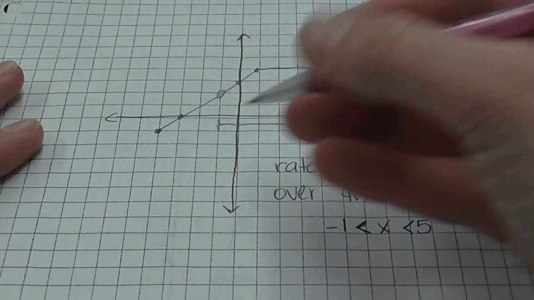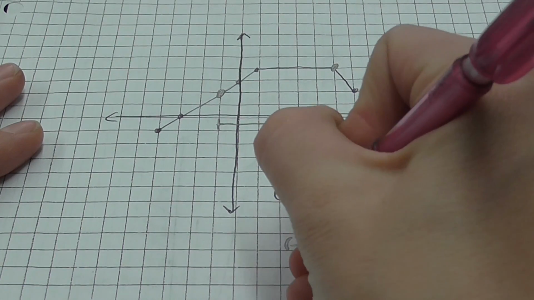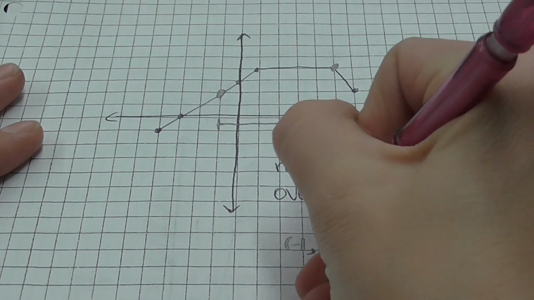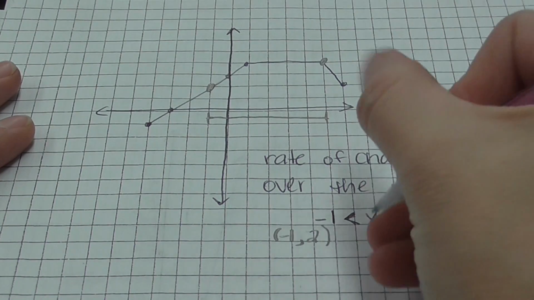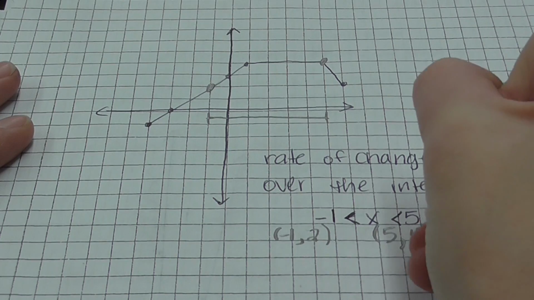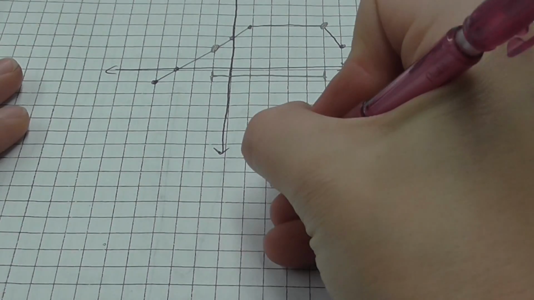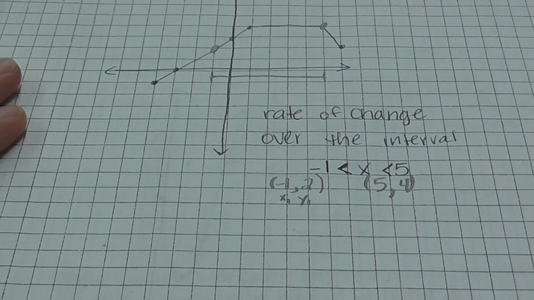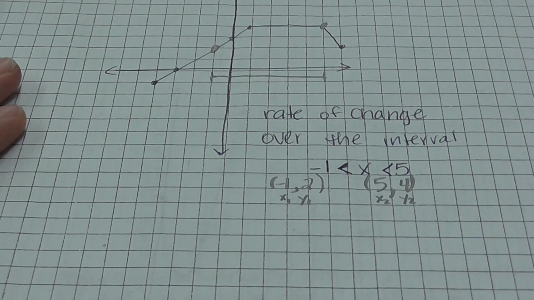So what you need is 2 points. You need the point that's here at the -1. So that's going to be the point -1, 2. And then you'll need this point here at 5, which is at 5, 4. Okay? So knowing what my formula is, I'm going to let this be my first point. So this is going to be x sub 1 and y sub 1. And this is going to be x sub 2 and y sub 2.